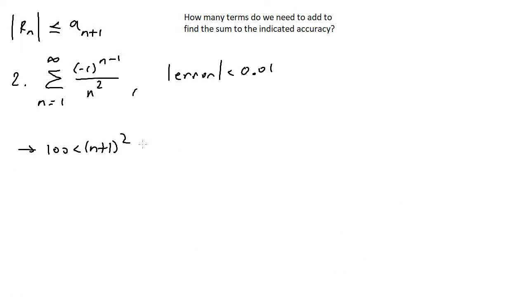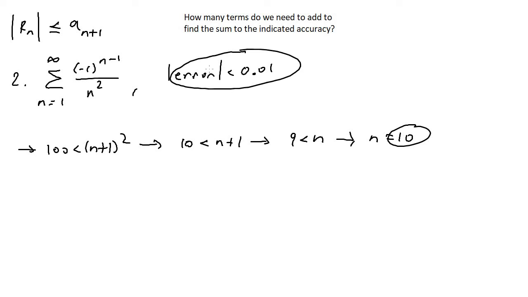Now if I take the square root of both sides, the square root of 100 is 10, so 10 must be less than n plus 1, which means if we subtract 1, 9 must be less than n, or n must be greater than 9. Now if n must be greater than 9, we need to go one term up, so n must be equal to 10. So we need 10 terms to find the sum to the indicated accuracy of an error of less than 0.01.